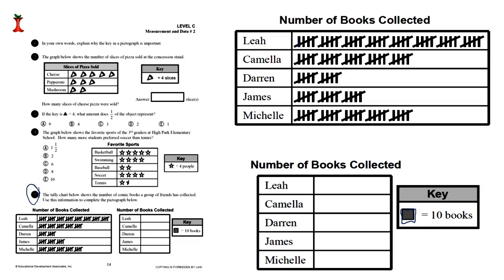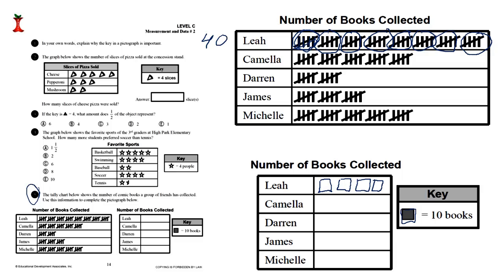For Leah, we have 1, 2, 3, 4, 5. So every time we see this, we know that represents 5. Let's count the total number of books collected by Leah. 5, 10, 15, 20, 25, 30, 35, 40. So that means we need 1, 2, 3, 4, 4 squares. And remember, Leah has 40 books.